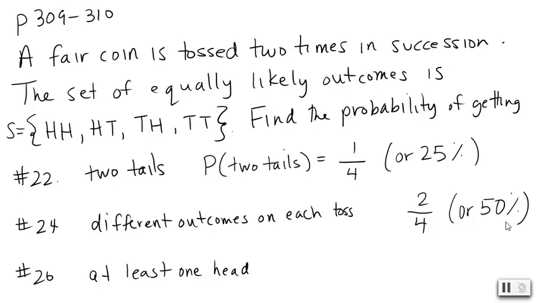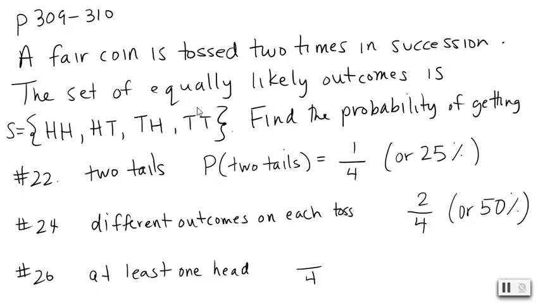One more example from this experiment. Number 26 asks us to find the probability of getting at least one head in your 2 flips of the coin. So we'll walk through this together. The denominator is going to be 4. Until we change the experiment, it's going to stay with 1, 2, 3, 4 outcomes. At least one head means one or more.